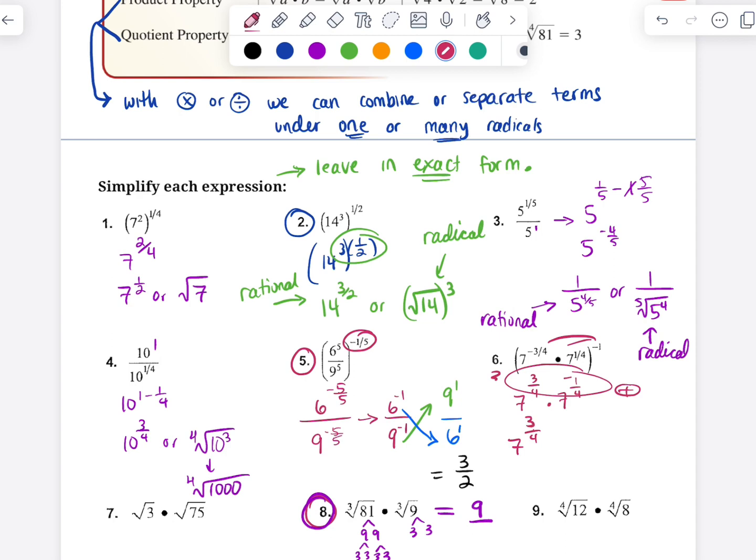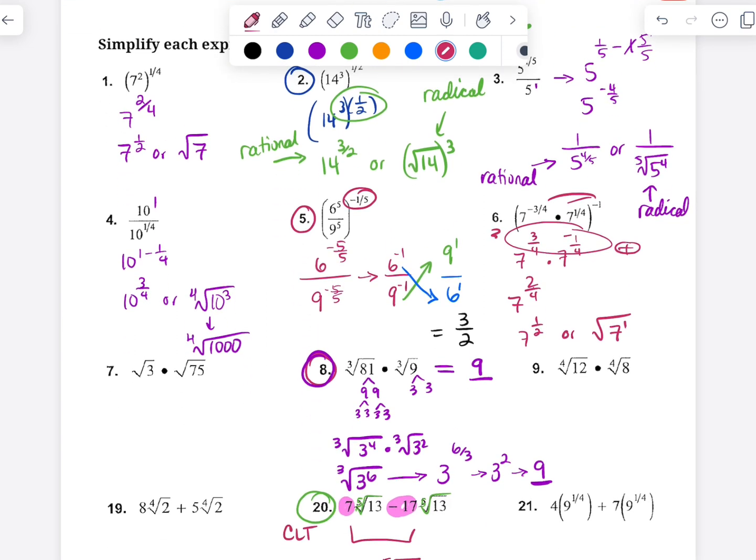So we can leave it, 2/4, guys. Might be 7 to the 1/2. We're going to reduce that. Or just like in problem number 1, the square root of 7. And you could put a 1 here if you wanted for the exponent, but you don't have to.